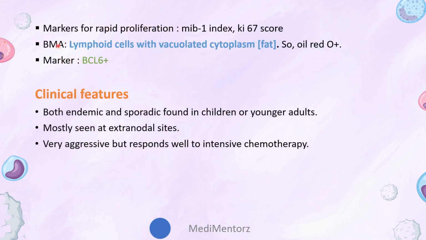Okay, you should remember that the marker for rapid proliferation is MIB1 index and Ki-67 score. You should remember this one because sometimes an MCQ may be framed from this. And the marker for Burkitt lymphoma is BCL6 positive. So talking about the clinical features, both endemic and sporadic are commonly found in children or young adults. They are commonly seen at extranodal sites. Okay, it's a very aggressive tumor, but a very good thing is they respond well to intensive chemotherapy.